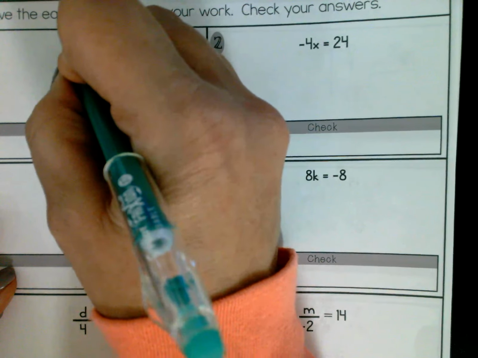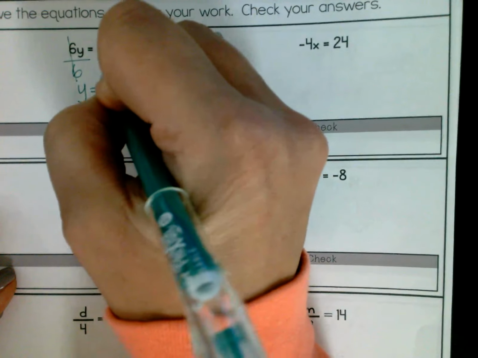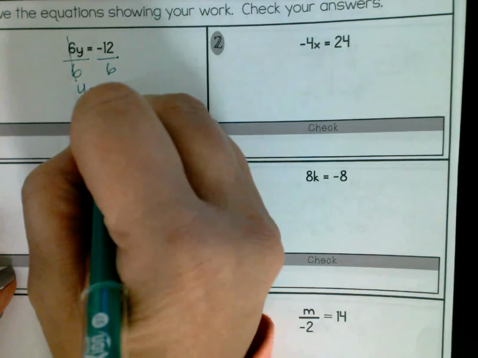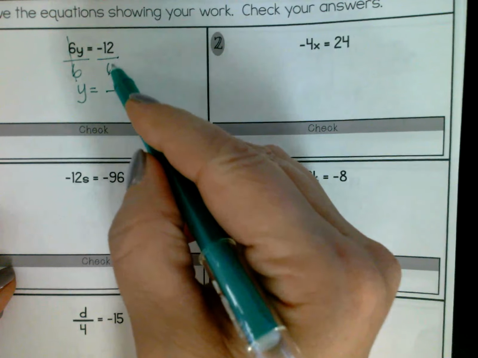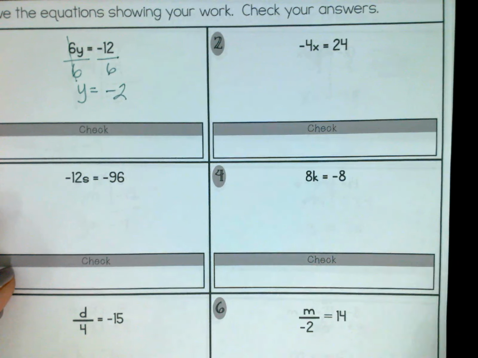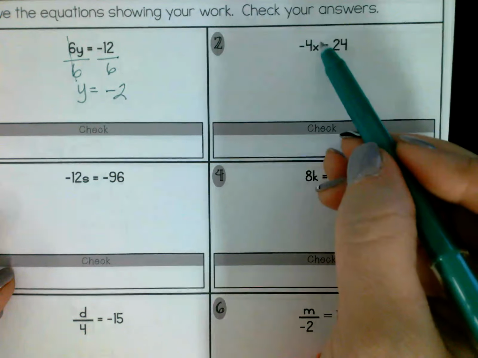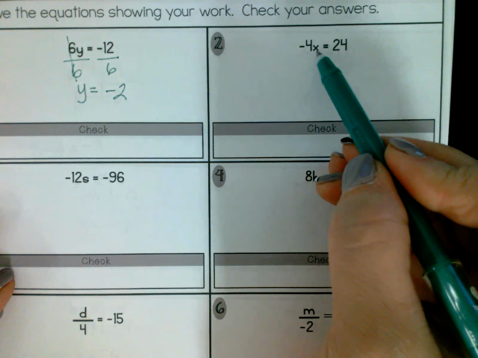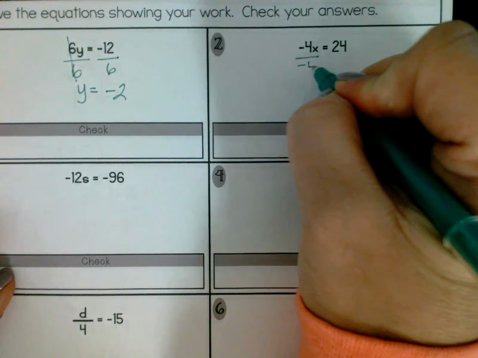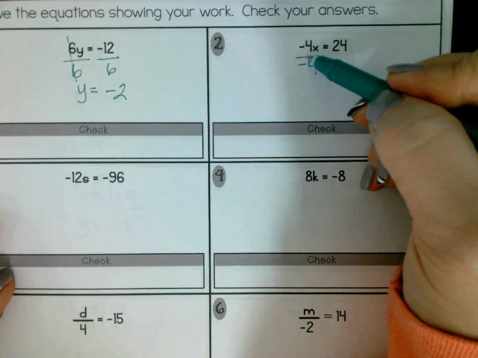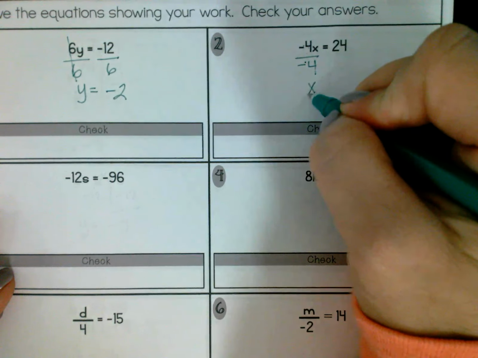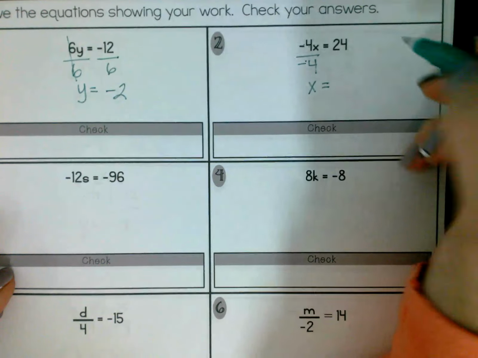If I divide here, I have to divide here. Negative divided by positive is negative. 12 divided by 6 is 2. On this one, this is a multiplication because I have a number written next to a letter. I'm going to divide by -4. Negative divided by negative is positive. 4 divided by 4 is 1, so I have 1x.